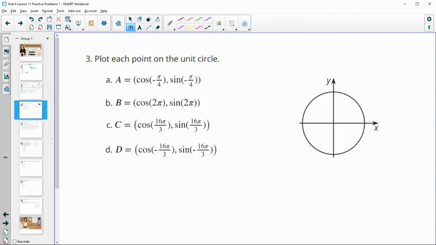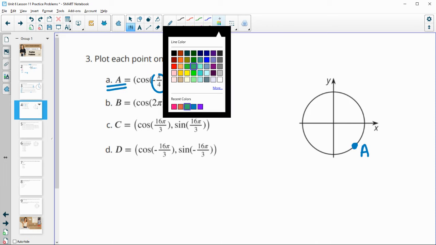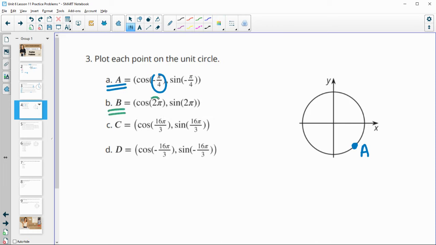Number 3, plot each point on the unit circle. So this is cosine of negative pi over 4, sine of negative pi over 4. So we're going to look at this angle here and plot that point. And so that's going to be negative pi over 4 here. And we can just label it A. So that would be cosine negative pi over 4, sine negative pi over 4. So that's A at negative pi over 4 angle. B wants us to be at 2 pi. So 2 pi is going to be the same as 0. So that one's here.